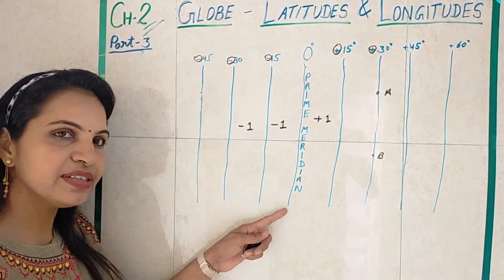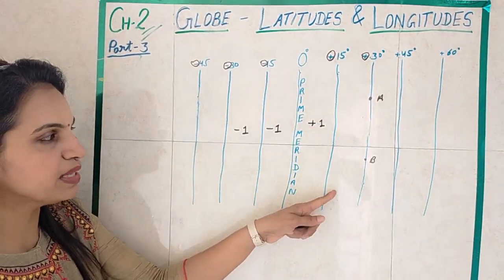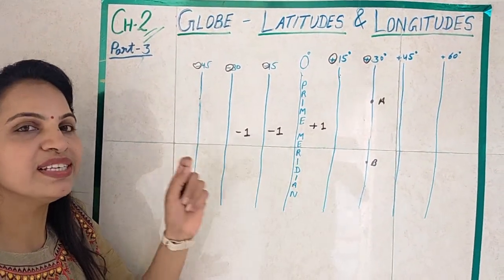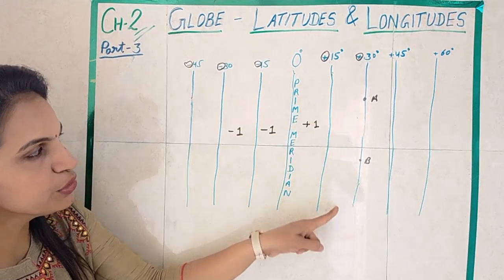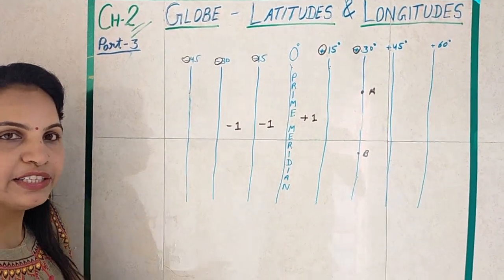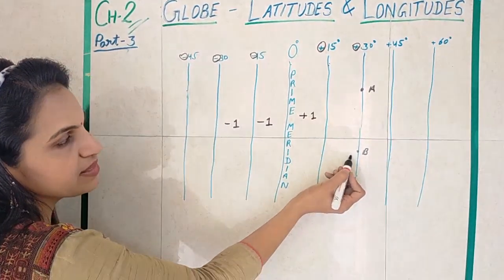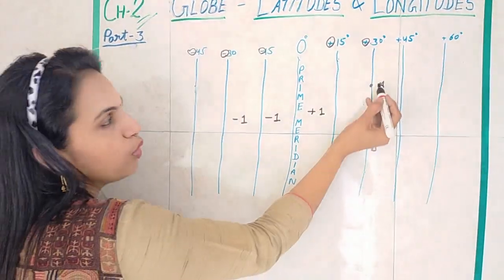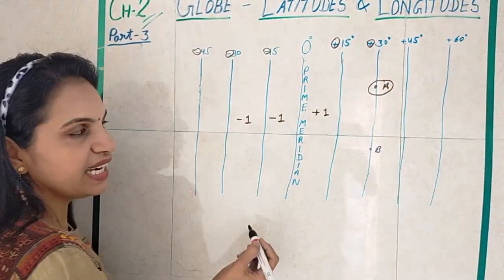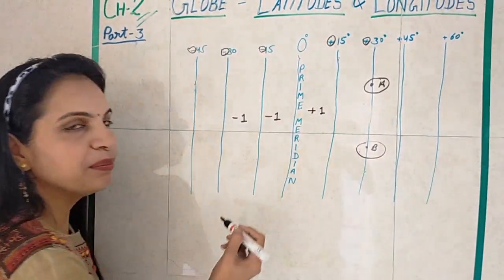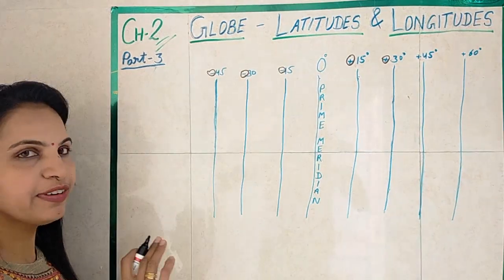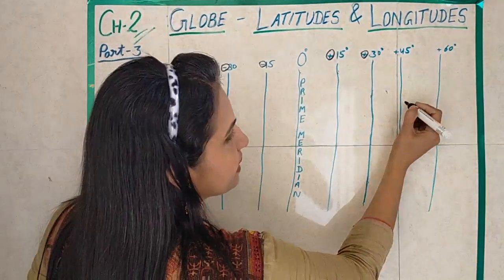Is there any difference between the time of these two places? No. Why? Because we decide the time by longitude, not by the latitude. Both these places share the same longitude, so there will be the same time at place A and at place B also. Let's do an activity with me.